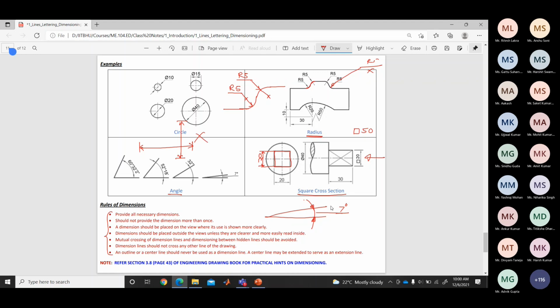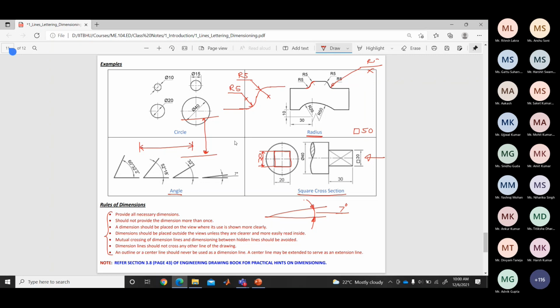Sir, but in case the dimension lines cut each other, what should we do? I think this is not possible everywhere. So in that case, suppose we can extend it. We can extend the same dimension line, these extension lines. So we can show it something like this over here.